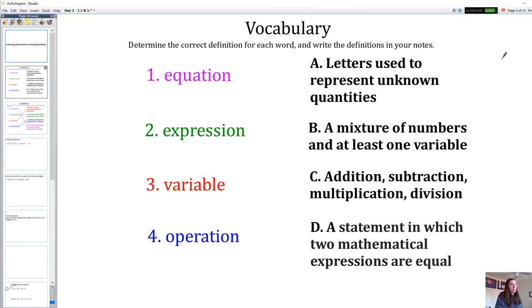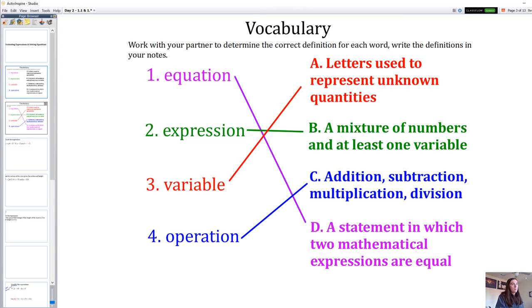Alright, let's see if you got them right. So here we go. An equation is a statement in which 2 mathematical expressions are equal. Equation, equal, it's kind of in the name. An expression is a mixture of numbers and has at least one variable. A variable is a letter that's used to represent any unknown quantity. And an operation might include addition, subtraction, multiplication, and division.